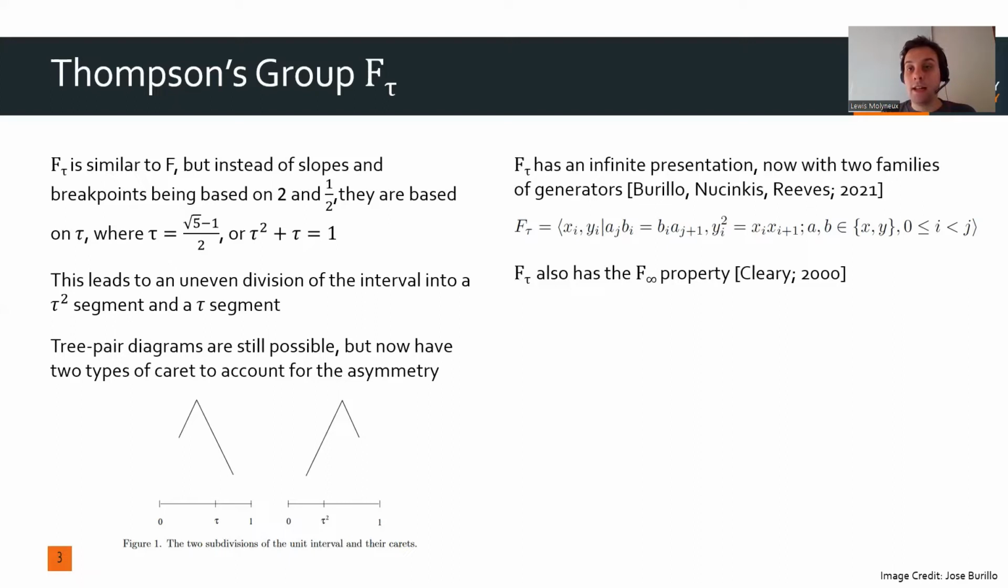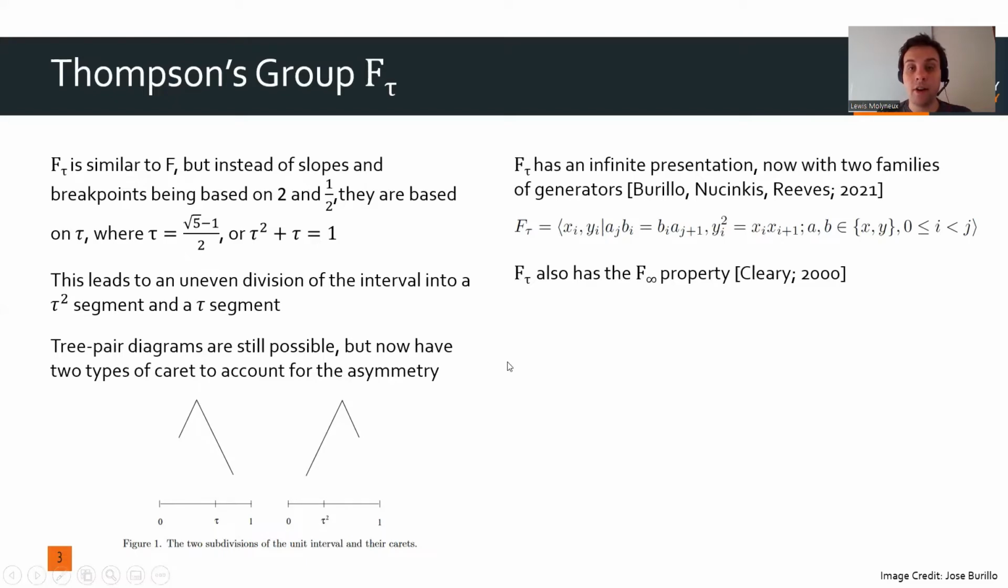So recently, as recently as last year, we have a presentation for this group. But when this group was first written about by Cleary in 2000, he was able to show it was F infinity. He just didn't have a presentation at the time. So we're going to talk about the BNSR invariant for this group.